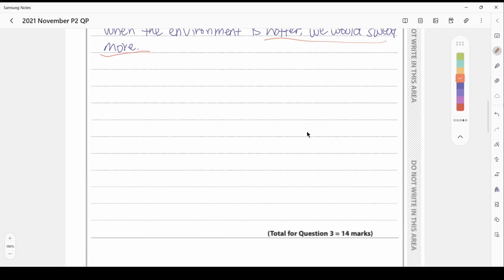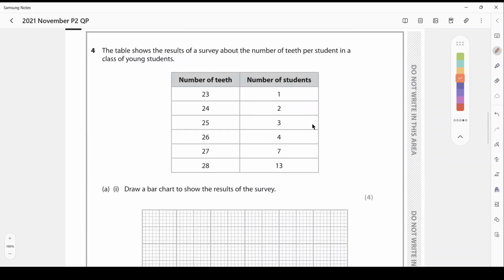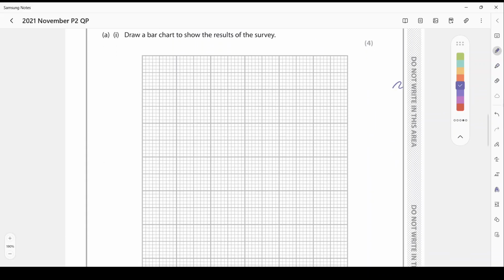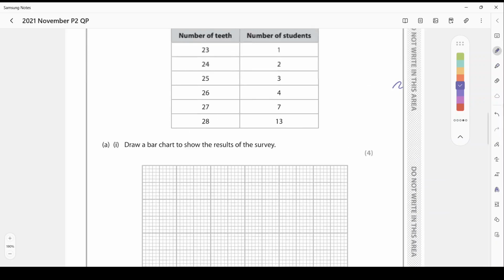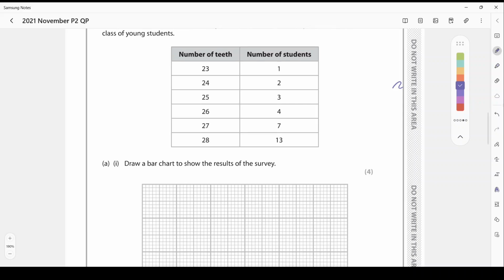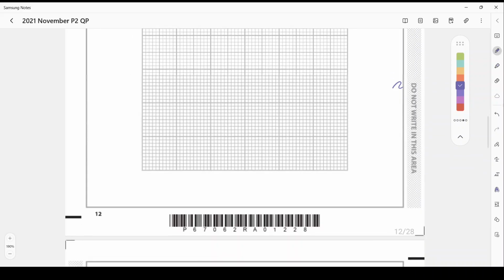Okay, let's move on to question 4. The table shows the results of a survey about the number of teeth per student in a class of young students. Okay, draw a bar chart to show the results of the graph. So number of teeth would be the x-axis and the number of students would be the y-axis. So let's write number of teeth here.